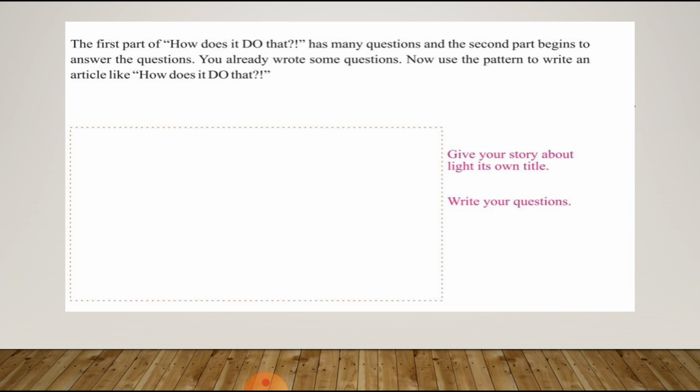Give your story about light its own title. Write questions. Here we have to write an article about light, and how it does that, and we have to frame a few questions and give the answers. So let me discuss with you one article on light. Light, the sense of sight. See, with light only we can see, so I have given the name Light, the sense of sight. I'll read the article for you, frame questions and discuss the answers.